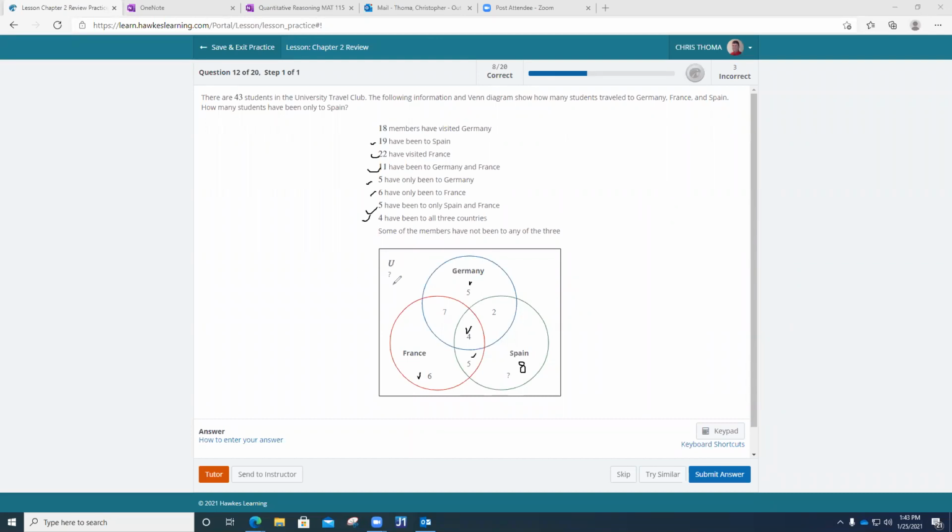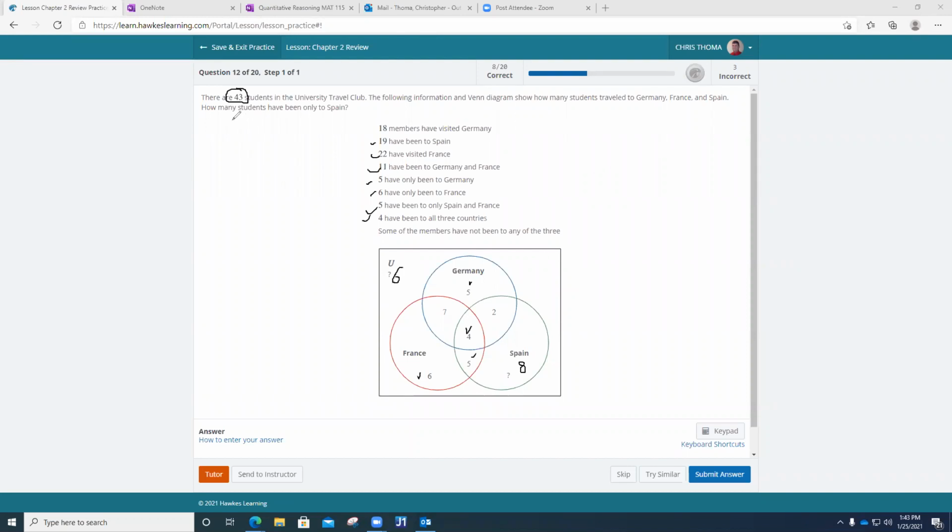They don't give us enough information to figure out what U is. Oh, yes, they do right there, 43. Helps if we all read. So 43, if I take 43 minus all those numbers, I again will find the number on the outside. So 43 minus 7 minus 5 minus 2 minus 4 minus 8 minus 5 minus 6 equals 6. So there are 6 that haven't been to any of the countries.